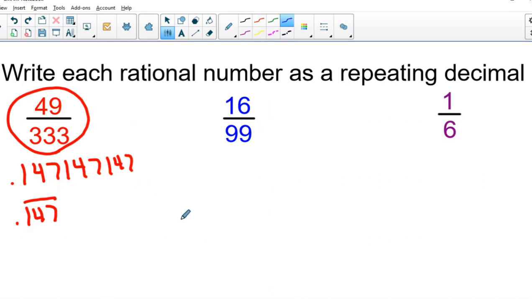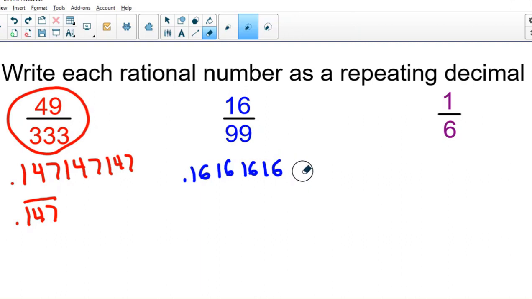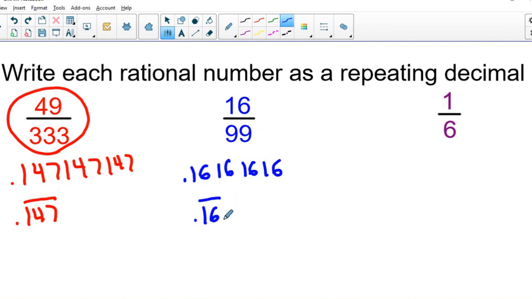On the second one here, I have 16 divided by 99. If I do that on my calculator, again, I'm going to get a repeating decimal, 0.161616 on forever and ever. Or your calculator might round that to 2 at the end because our next number is a 6. It might do it either way, but it really is 0.16 repeating, right? So I can rewrite that as 0.16 with the line on top. And again, that just means 0.16 repeating forever.